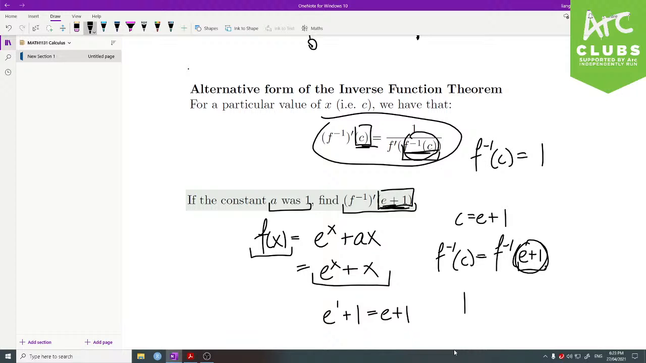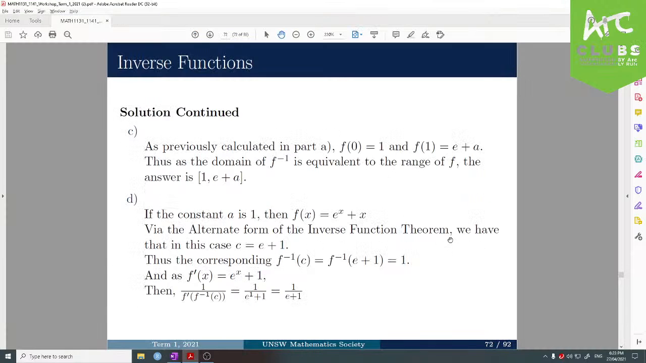And now this makes everything so much easier, because all I need to do now is calculate what is 1 over f dash of 1. Okay, and that'll be my answer. Okay, so let's have a look at the calculations here in part D.